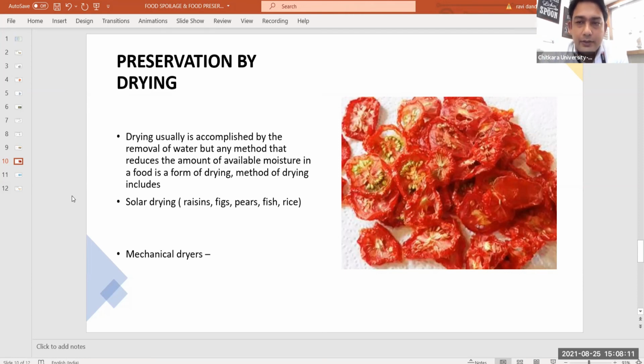And drying is basically increasing the shelf life by killing the germs and bacteria in the food product. So solar drying can be there, mechanical dryers are there. Anyhow, we need to dry them. And sun-dried potatoes is a very classical example, which is served in the continental cuisine.